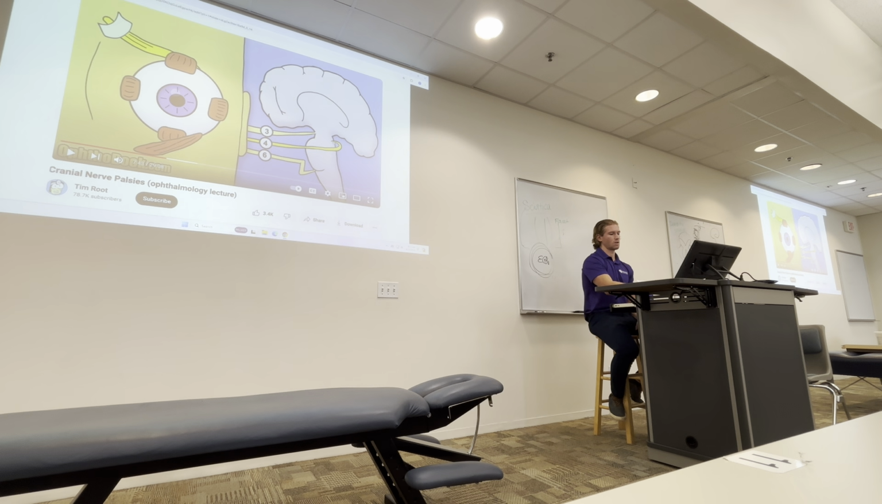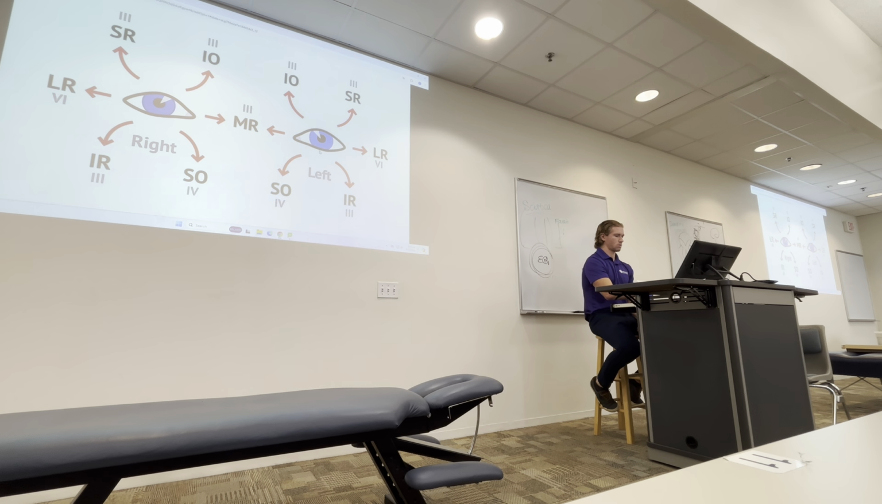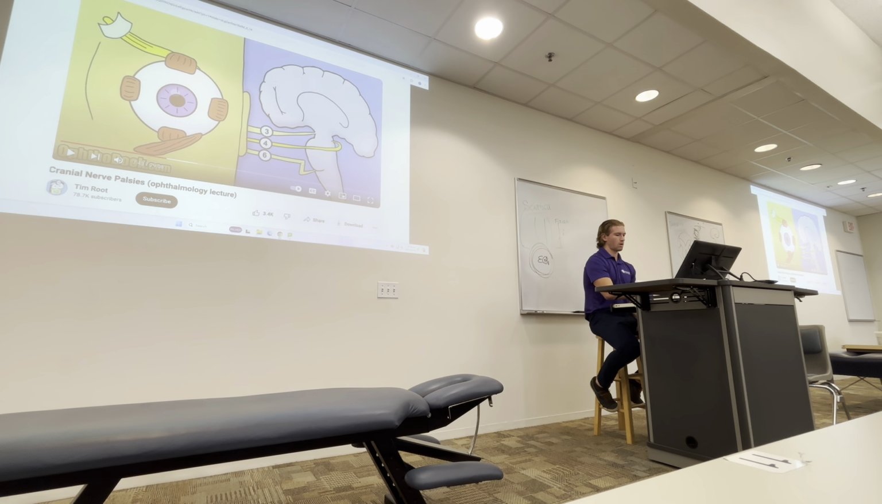Superior oblique comes out of the posterior brainstem. And another thing to remember, the trochlear nerve is the only nerve that decussates out of the cranial nerves. So that's the only one that crosses over to the contralateral eye to innervate it. And then abducens nerve, we're thinking more pons.